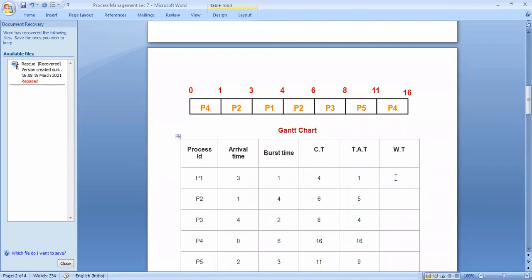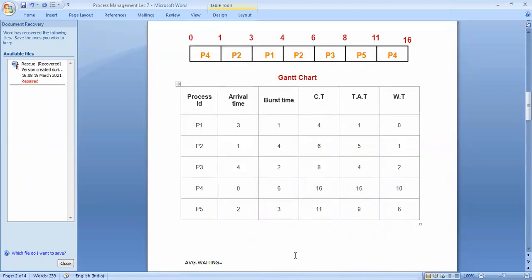So now waiting time. Waiting time means turnaround time minus burst time. So 0, then 5 minus 1, 4, 1. Then 2, then 10, then 6. Very good.